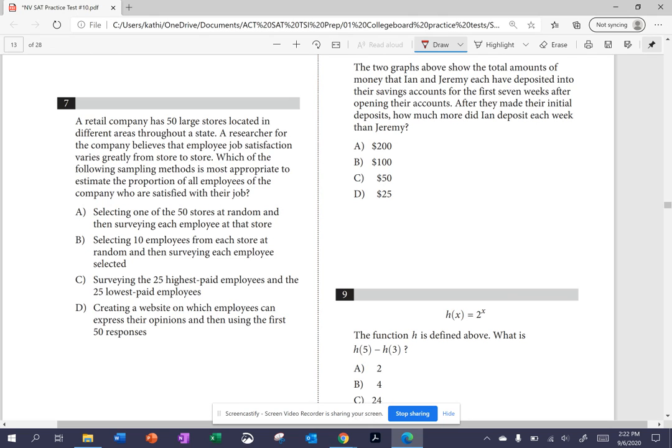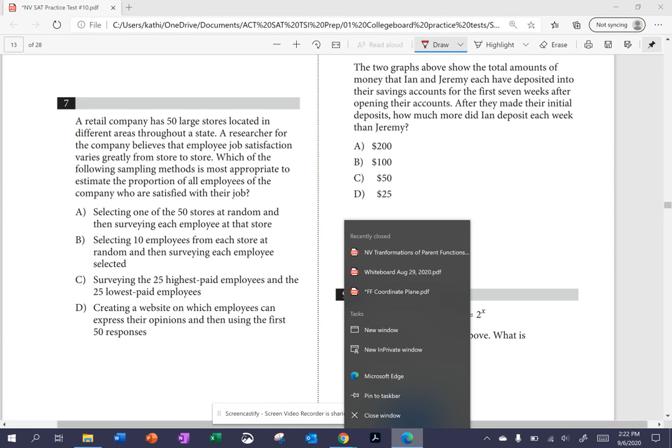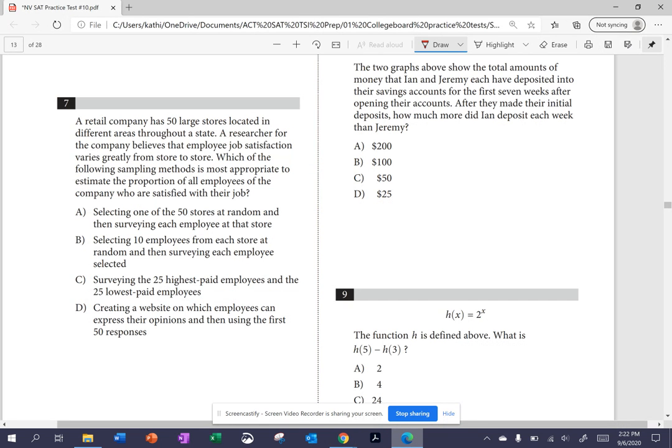Number 7. A retail company has 50 large stores located at different areas throughout a state. A researcher for the company believes that employee job benefits vary greatly from store to store. Which of the following sampling methods is most appropriate to estimate the proportion of all employees of the company who are satisfied with their job?